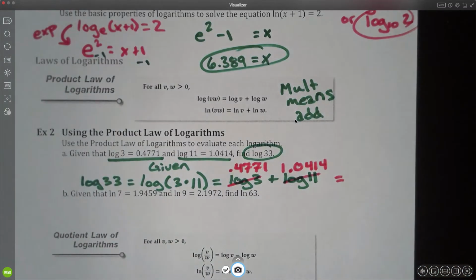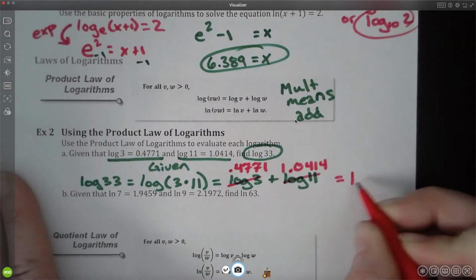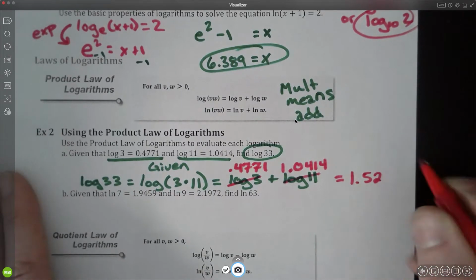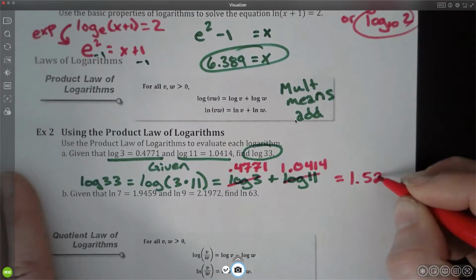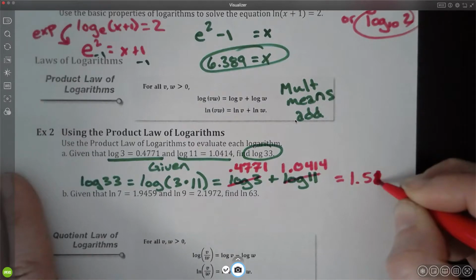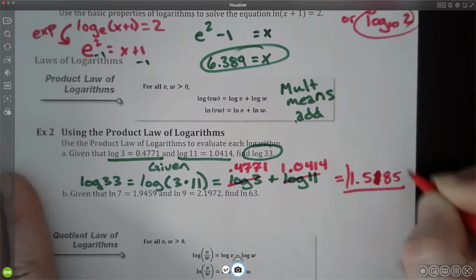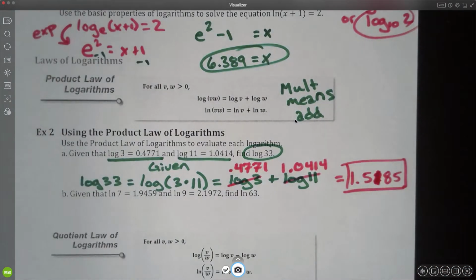You betcha. What do you get? 1.52. Give me more. 1.5. 185? Okay, there we go. That's it. Okay, so they are just having you illustrate that you know that multiplying is add.